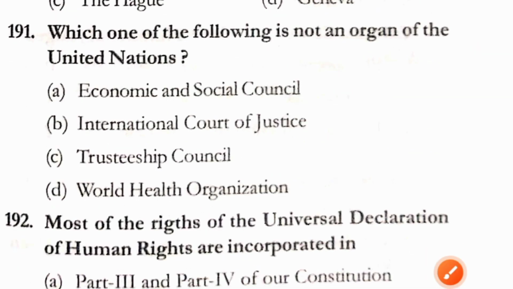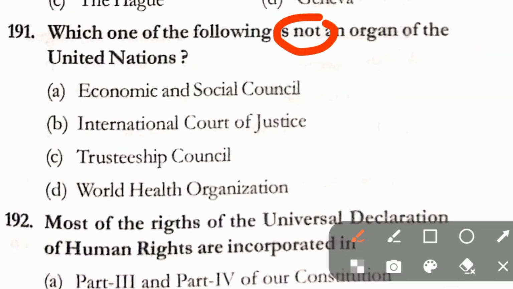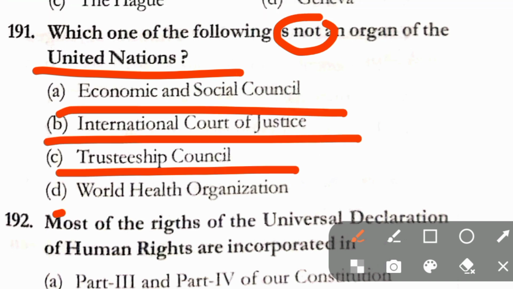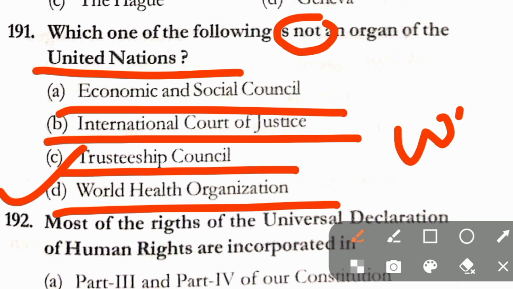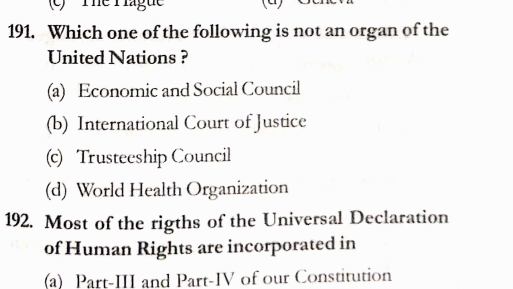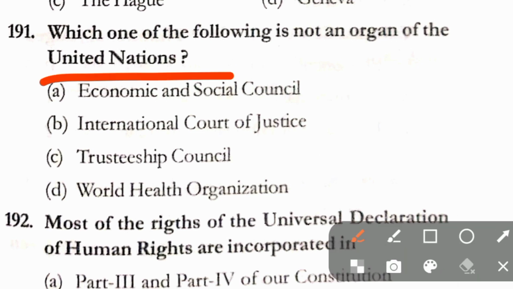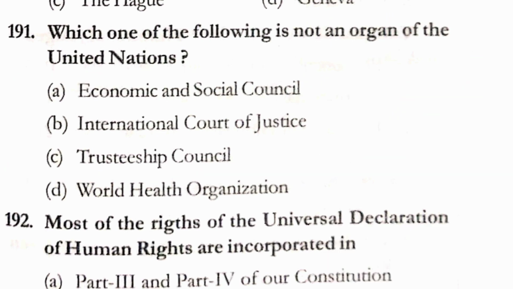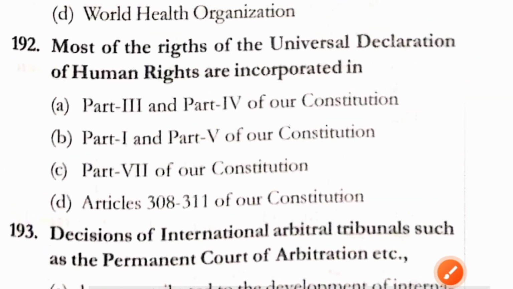Question number 191. Which one of the following is not an organ of the United Nations? Economic and Social Council, International Court of Justice, Trusteeship Council, World Health Organization. Correct answer is option D, that is World Health Organization is not an organ of the United Nations, whereas Economic and Social Council, International Court of Justice and Trusteeship Council are the organs of the United Nations.